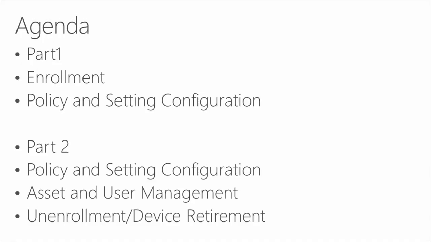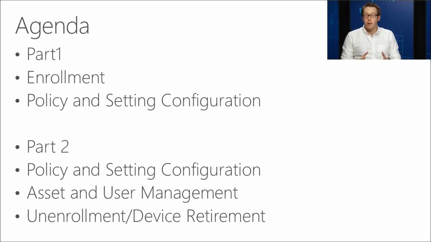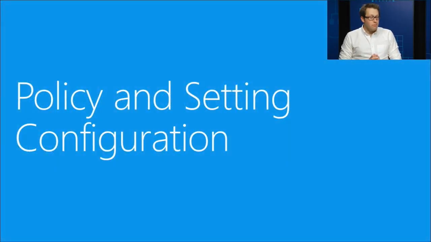So in this section, we're going to take a look at policy settings configuration. We're going to have a look at asset and user management. And we're also going to take a device and just do something that's probably going to be pretty common to most environments: unenrollment. What do you do when somebody, for one reason or another, leaves the company, loses a device? How do you do something with that device to retire it from the environment? So, without further ado, policy and settings configuration.